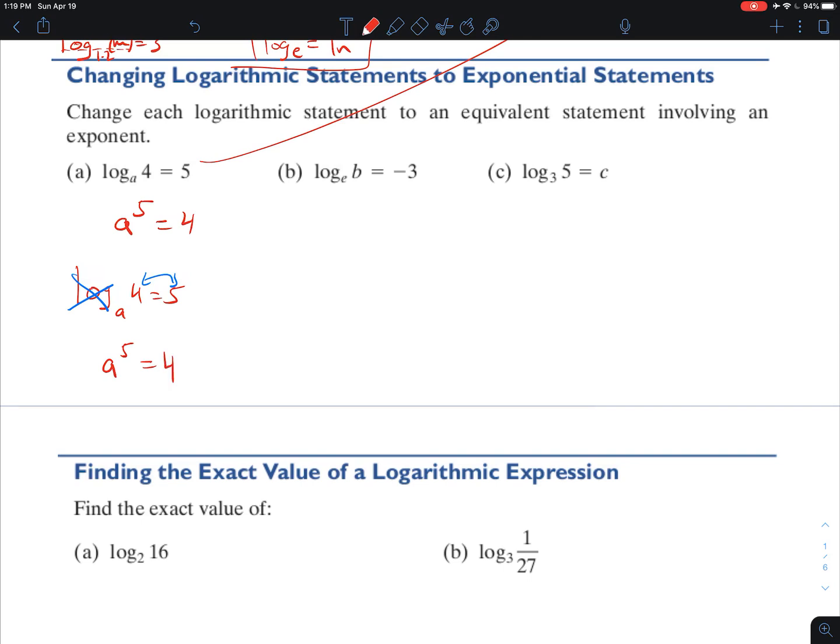So get rid of the word log and switch the argument of the log with the constant on the other side. E to the negative 3 equals b. Again, switch those guys.